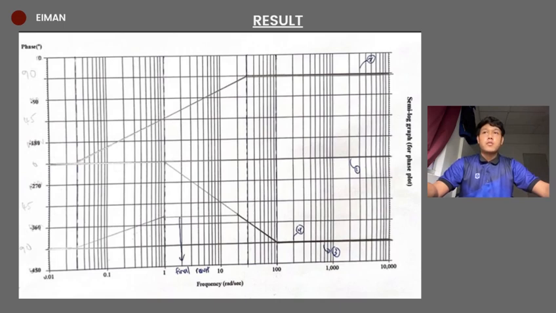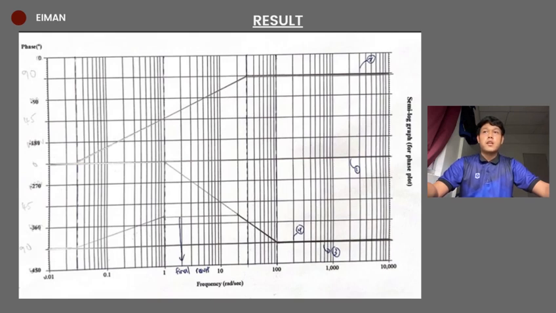Pole at the origin: constant negative 90. Zero at omega 2 starts contributing plus 90 degrees between 0.2 omega and 20 omega, which is from 0.4 to 40 radians. Pole at omega 10 contributes negative 90 degrees between 1 to 100 radians. So the phase changes gradually instead of suddenly.